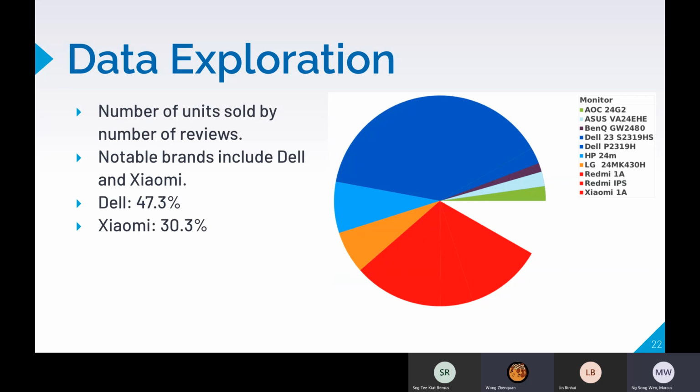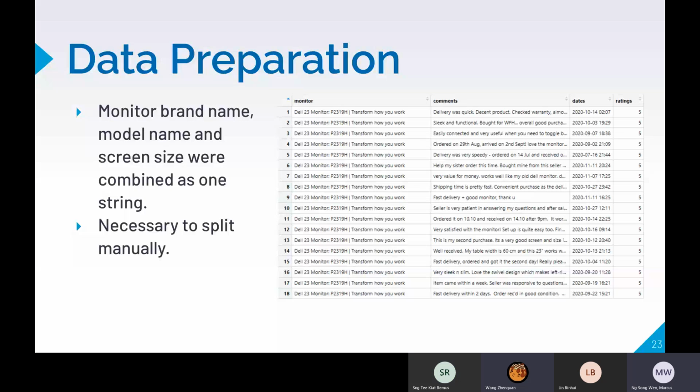Next, we have a pie chart to show us the number of units sold according to the number of reviews. We can see that the most notable brands that make up the majority of reviews are Dell and Xiaomi, making up 47.3% and 30.3% respectively. After scraping the data, we found out that the monitor's brand name, model, and screen size were combined as one string, so it was necessary for us to split them into the respective data manually.